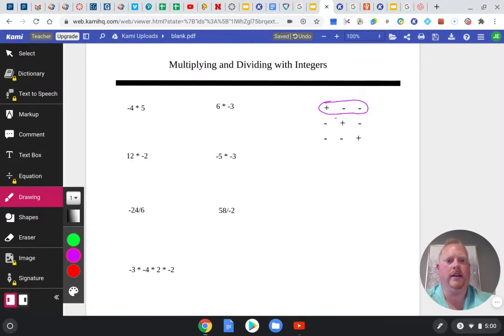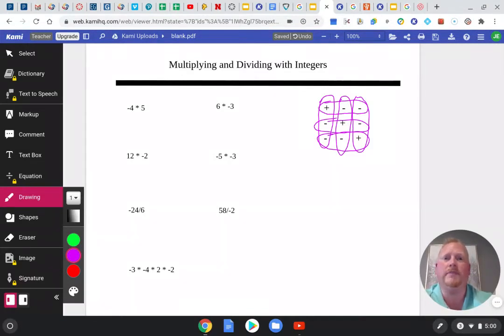If I do the middle, a negative times a positive is a negative. And then a negative times a negative is a positive. And it doesn't matter which way you do it. If I do it up, down, whatever. So if I come right here, a negative times a negative is a positive. A negative times a positive is a negative. And a positive times a negative is a negative. So no matter what way you look at it, it's always true. So let's take a look at this.